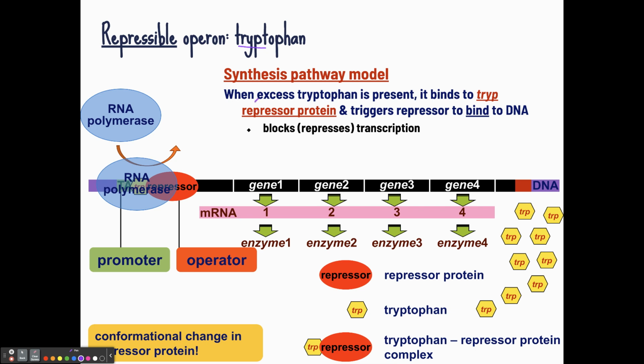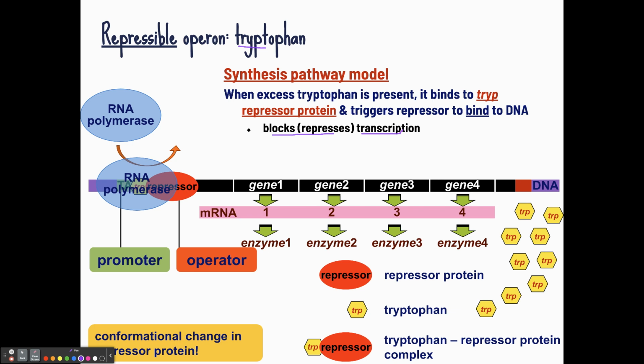The synthesis pathway modeled. So when excess tryptophan is present, it binds to the trip repressor protein, and it triggers the repressor to bind to DNA. Basically, what it does is it blocks transcription. Okay, so it's going to turn it off.